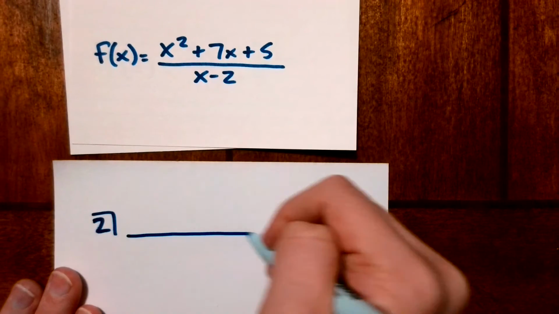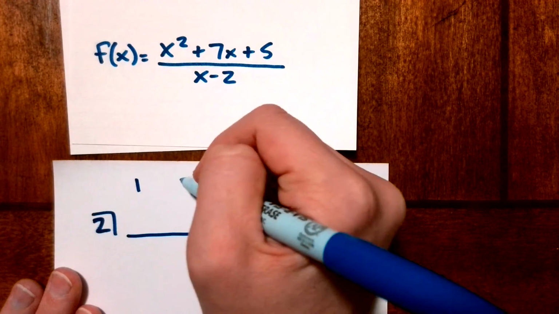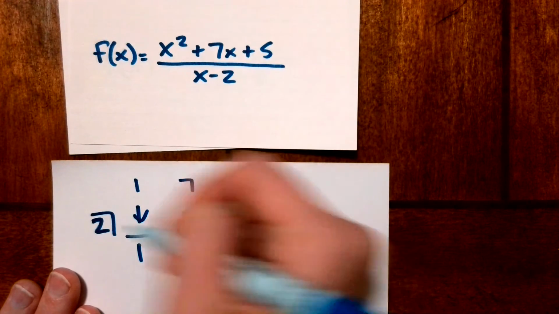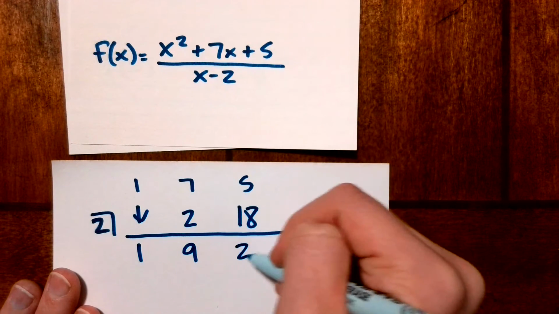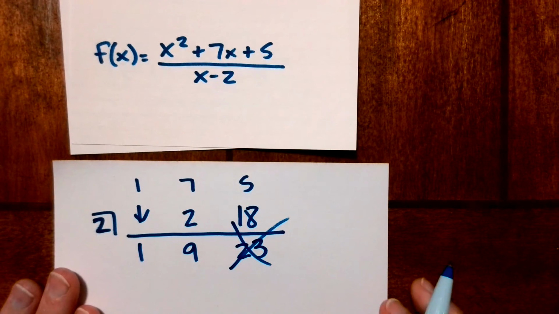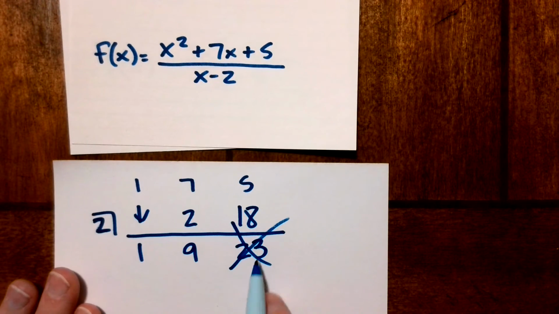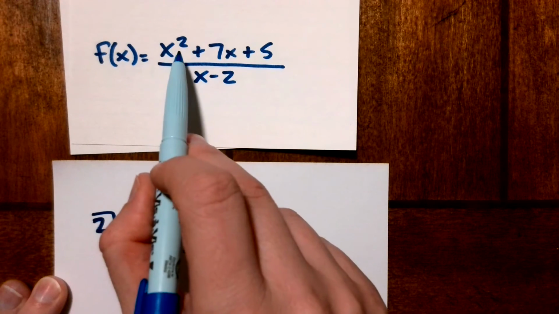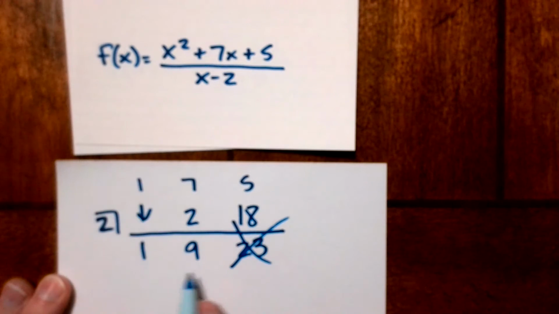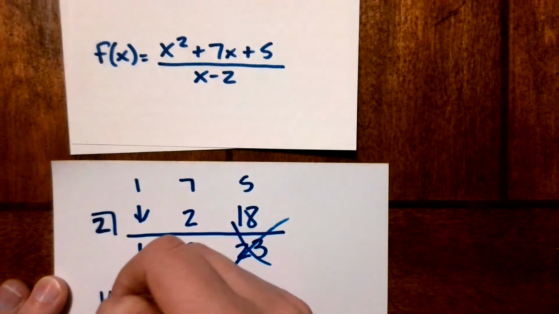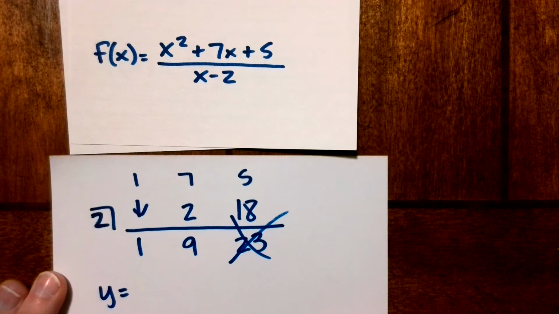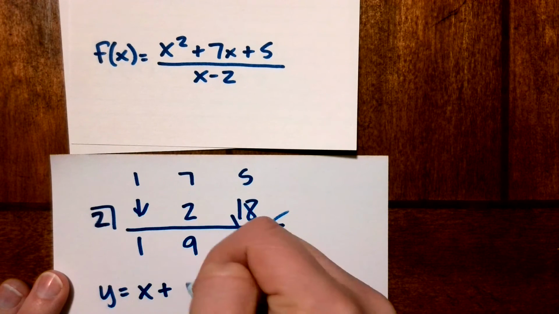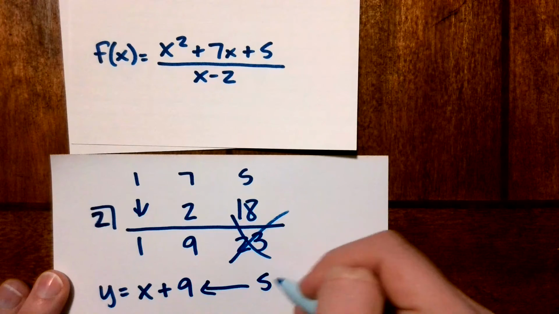Remember that you would have 2 in the box, and then we would have a 1, 7, and 5. And then the interesting part here is that no matter what the remainder is, I'm going to throw it out. So it really doesn't matter that we keep going. That last number is always the remainder. Our slant asymptote, remember we get knocked down a power, so since I had a quadratic to begin with, now I have something linear. So my line, my slant asymptote, is going to be the equation y equals 1x plus 9. This is my slant asymptote.